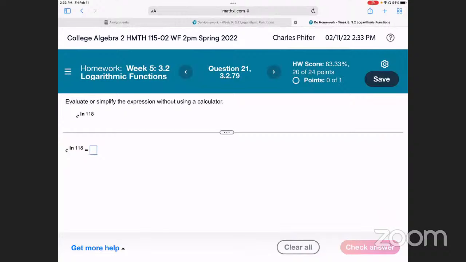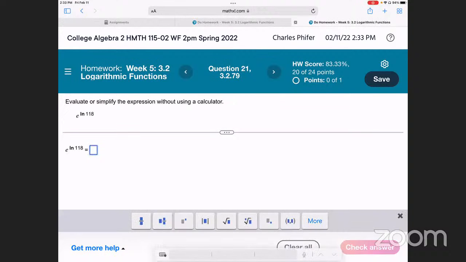Evaluate without using the calculator. So exponential and natural log are inverses of each other, so they essentially just cancel each other out. And this one is just 118.